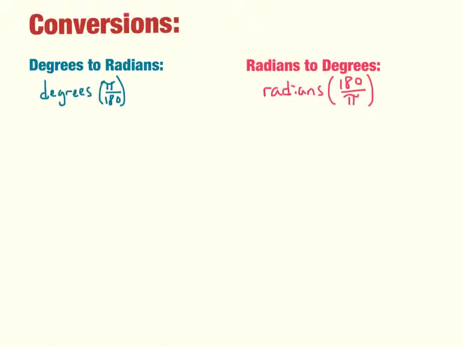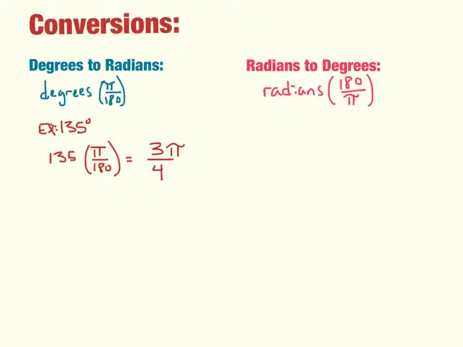So let's do an example where we go from 135 degrees, and I'm going to convert that to radians. Well, I take my 135 and I multiply it by pi over 180. So really all I'm doing is doing 135 divided by 180, and that's 3 over 4. And then we still add the pi in the numerator. So 135 degrees is 3 pi over 4 radians.